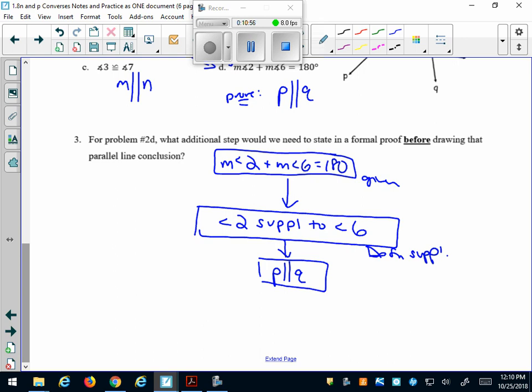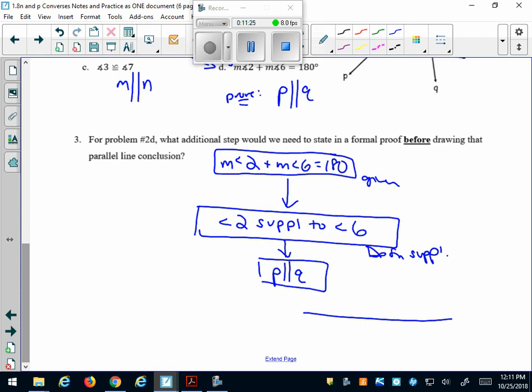All right, so here is the question of the day. What would be the reason here for saying, therefore, since 2 is supplementary to 6, we can conclude that P is parallel to Q because, what reason? So same side interior angles, converse of. Okay, so you see the difference here?